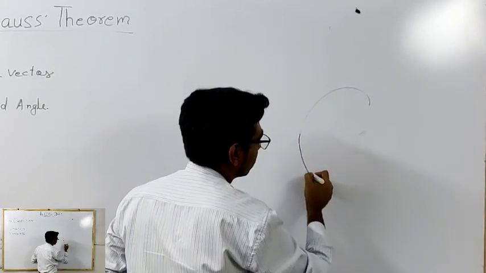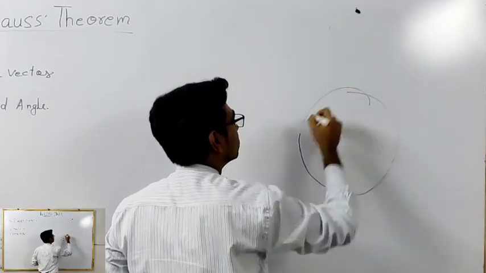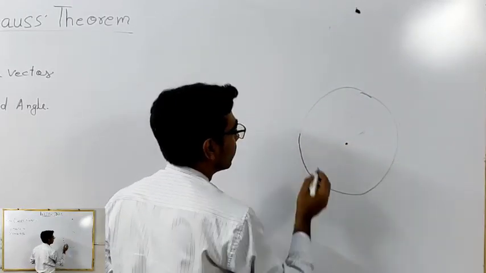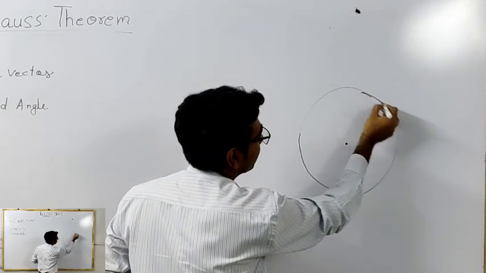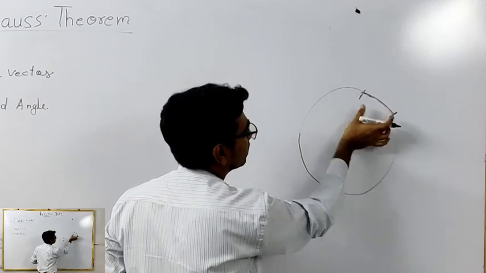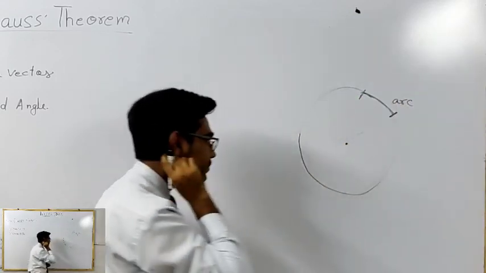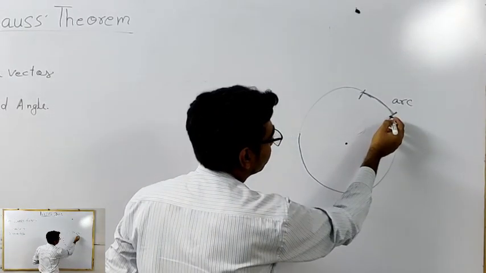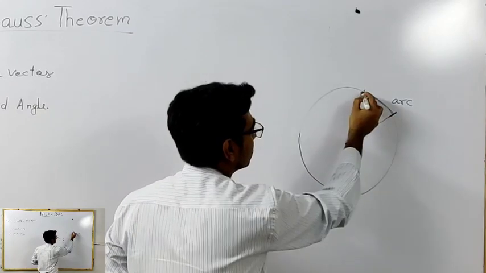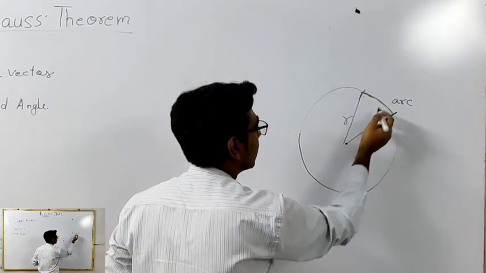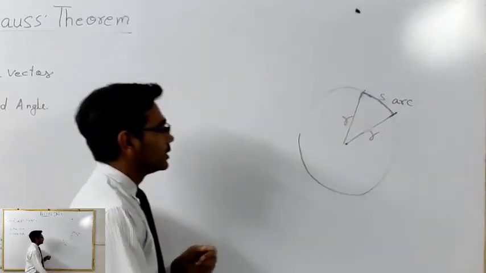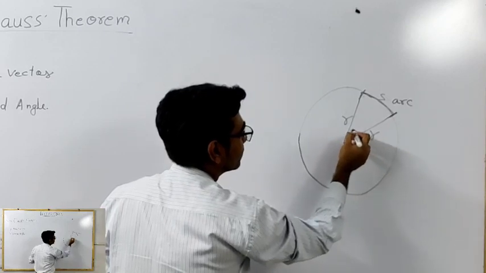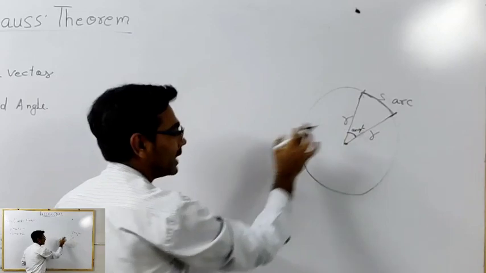Let us draw a circle like this, somewhat like this, with the center at O. If we take a part of this circle from here to here, this is called the arc of the circle. The line joining the boundary to the center is called the radius. This is R, this is R, this is S, the arc of the circle. This is the angle. This is a plane angle.